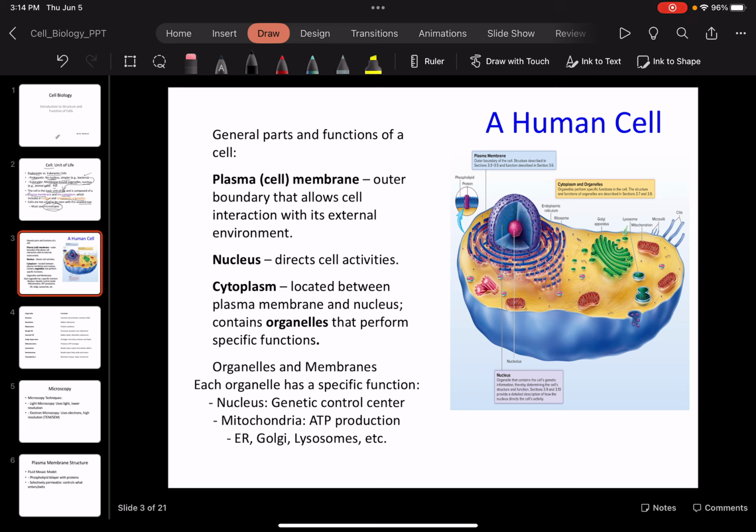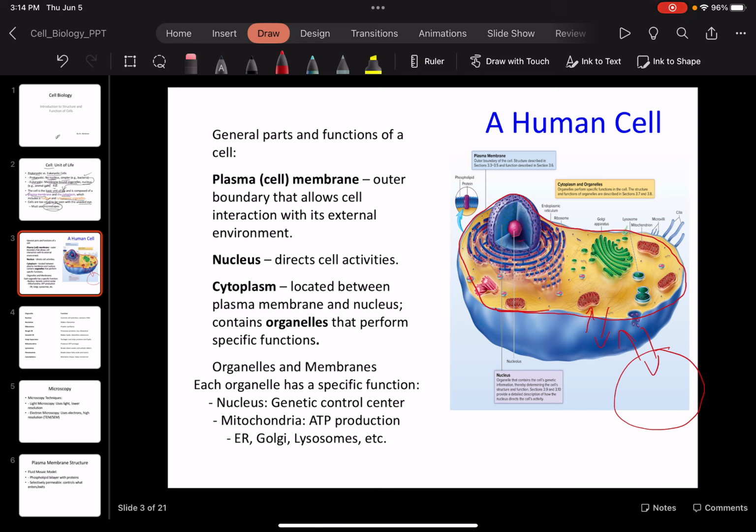So here, this is a structure. This is the plasma membrane. Around this is the plasma membrane. That's the wall or covering of the cell. That's the outer boundary. It allows things to go in and out, forming the interaction between another cell. Think about another cell over here. They have to communicate. Things like that happen through the plasma membrane.